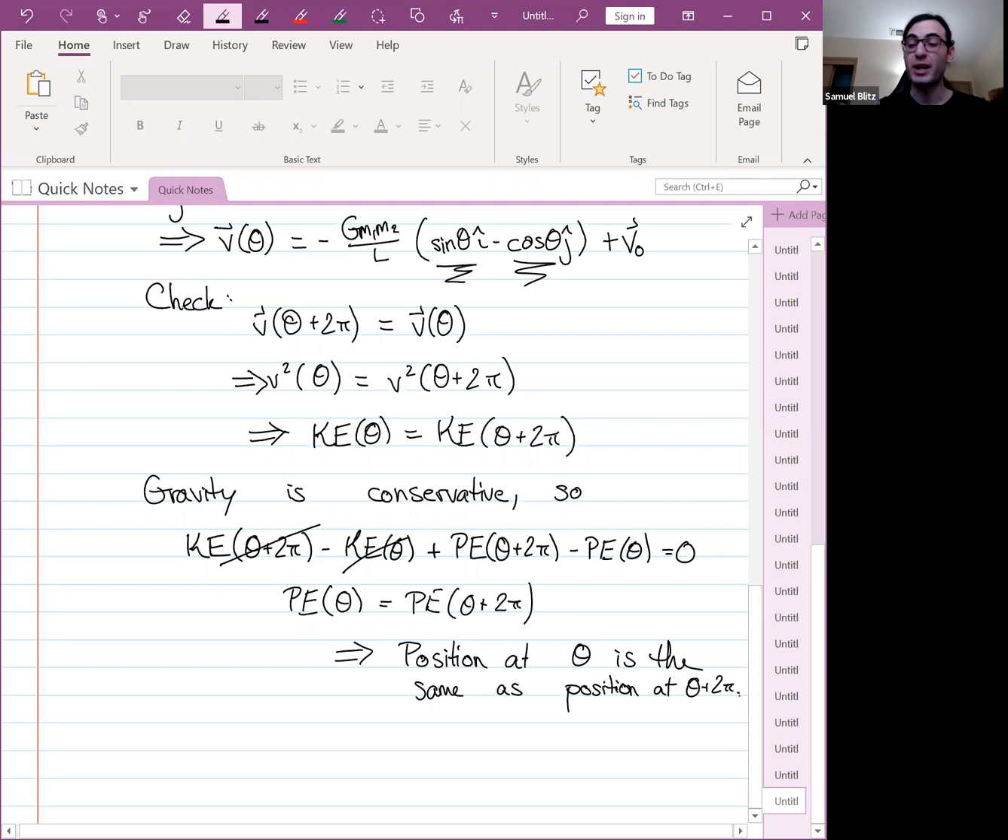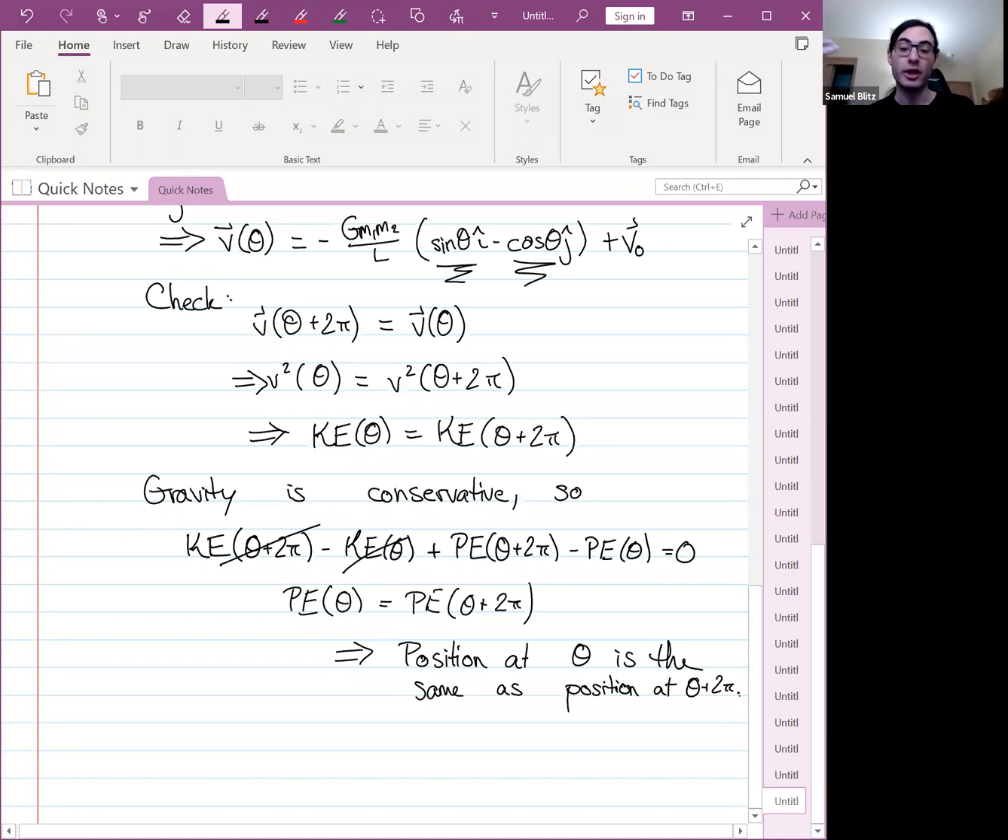And so if the positions are the same, summarizing everything, the velocity is the same after you've traveled through 2 pi radians, and the position is the same after you've gone through 2 pi radians. That just means that you're going to keep repeating it over and over again, and hence the orbit is closed. Because if the velocity is the same and the position is the same, how could you get something new after you do another revolution? And you could keep doing this, 2 pi, 4 pi, 6 pi, and so on forever. You will always get the same thing after a full revolution, which gives us Kepler's first law.